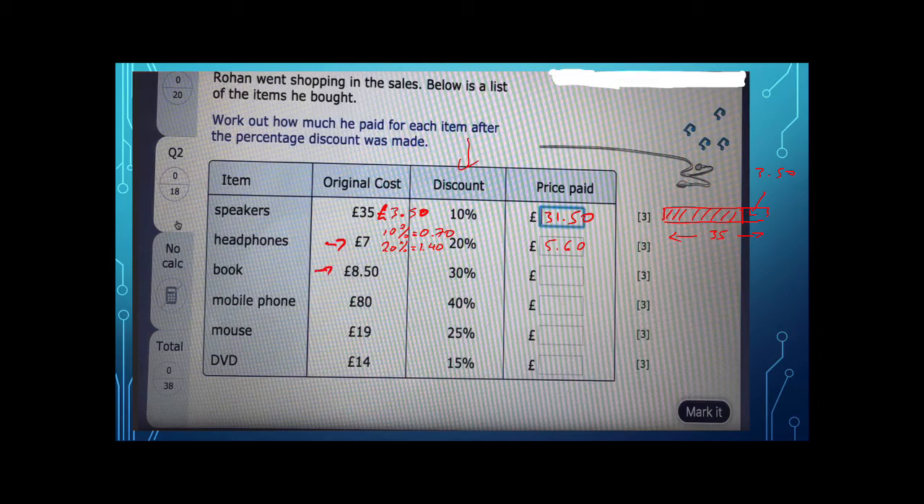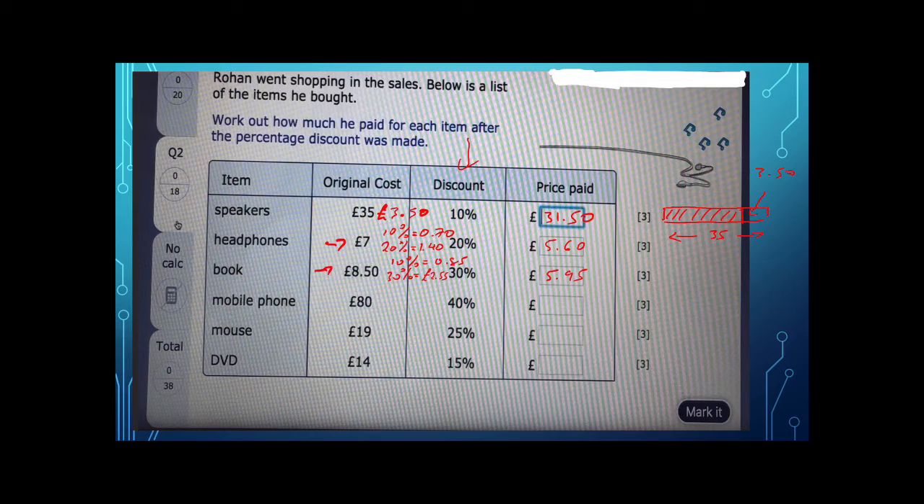Now the book, we're taking 30% off. So again, let us work out what 10% is. So 10% is going to be 85p. So 30% will be 3 times that, so 3 85p's, and that gives us £2.55. So we need to take £2.55 away from £8.50, and that gives us £5.95.